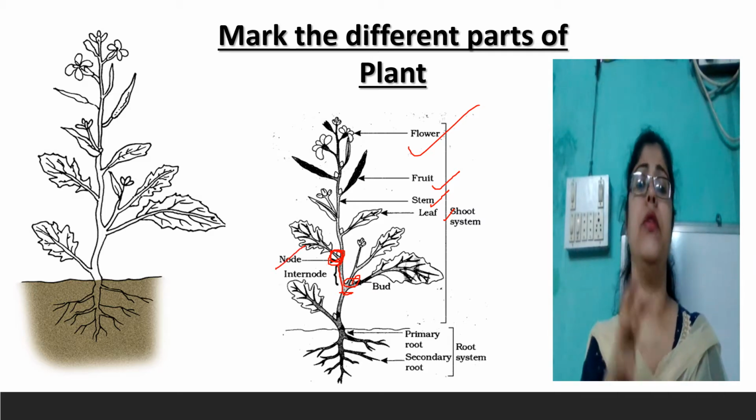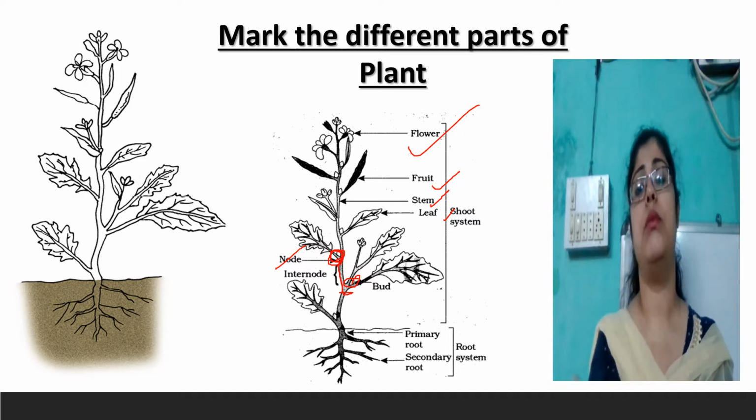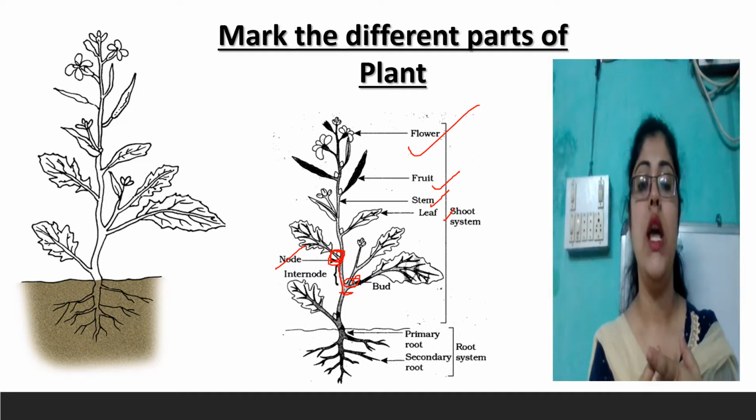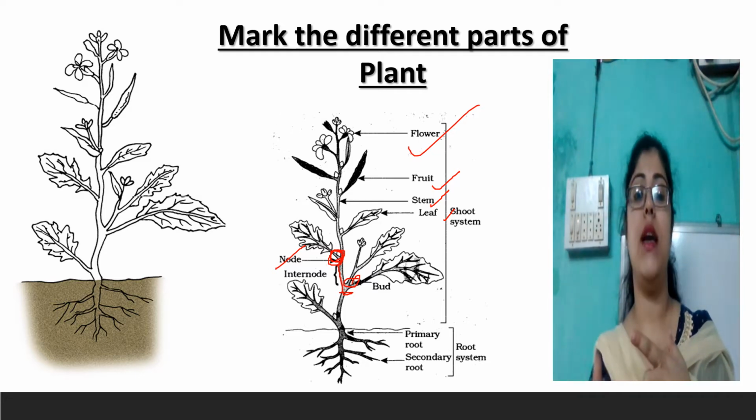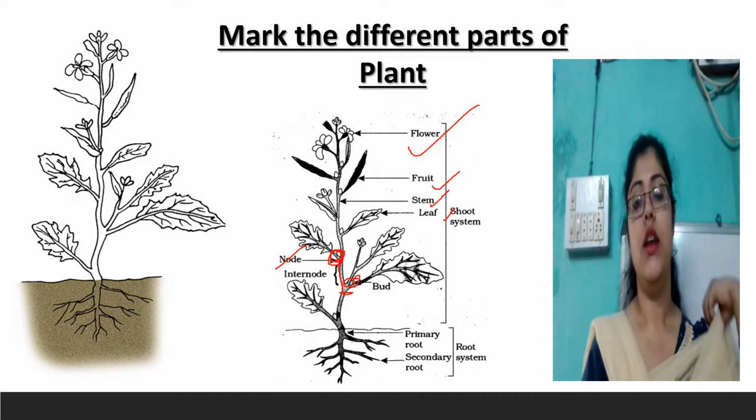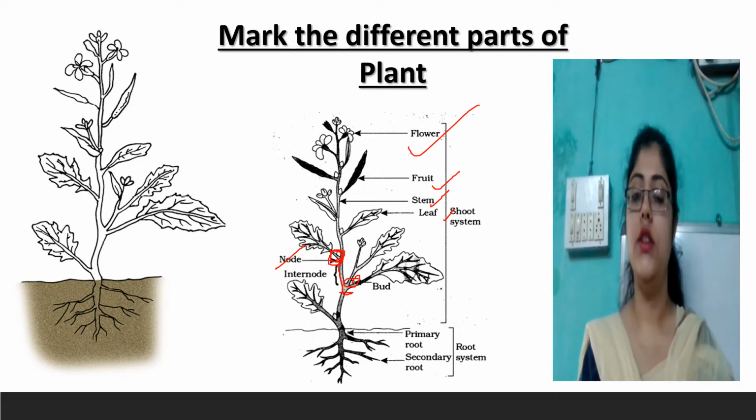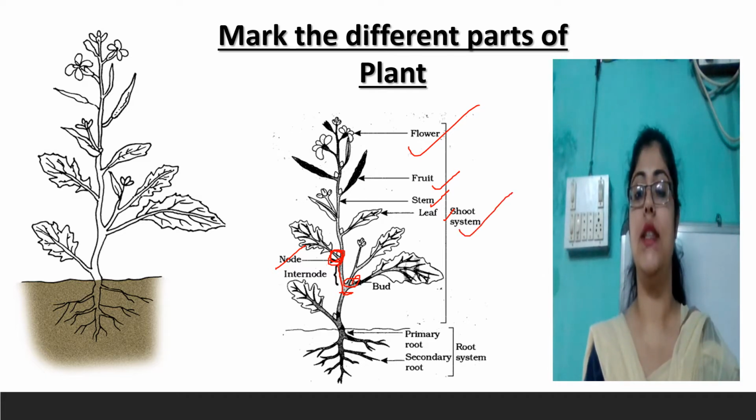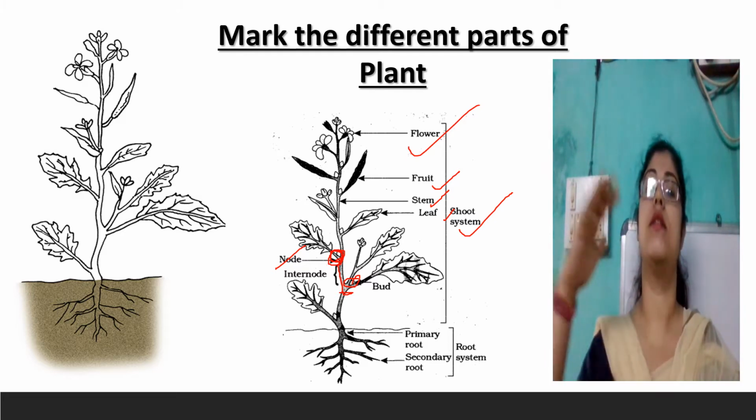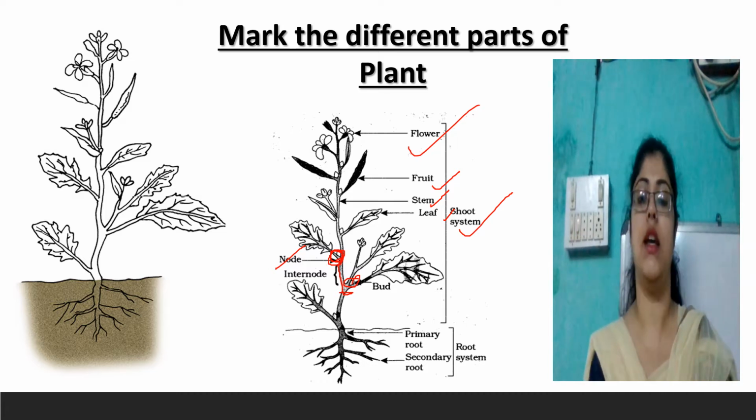So if someone asks you what you mean by node, you can simply say that the connecting part of the new branch with the old one is the node, and the gap between one branch and another branch on the stem is the internode, right? So flower, fruit, stem, leaf all together come under the shoot system, right? Shoot system, because shoot means the stem. In the stem they are all connected somewhere, so they are all interconnected.